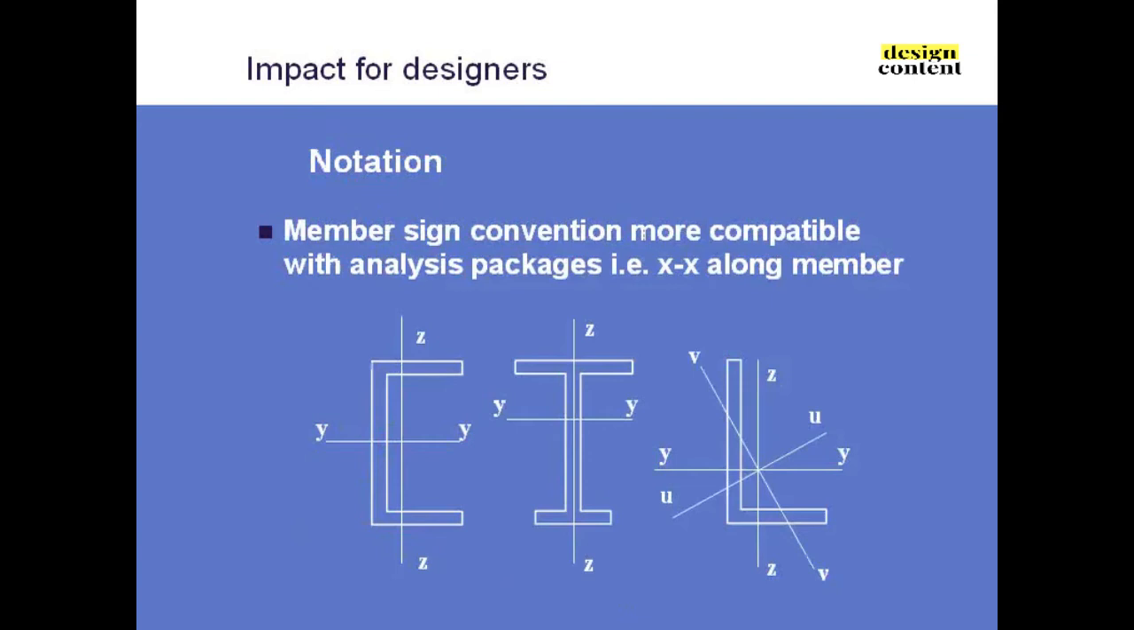Some of the change is actually quite helpful. So you'll find the notation that's now used in the Eurocodes matches the notation that's used in virtually all software packages. So the XX axis in the Eurocodes is along the axis of the member. So IXX is no longer the major axis bending inertia. It's always something to do with torsion. So it fits with software packages.